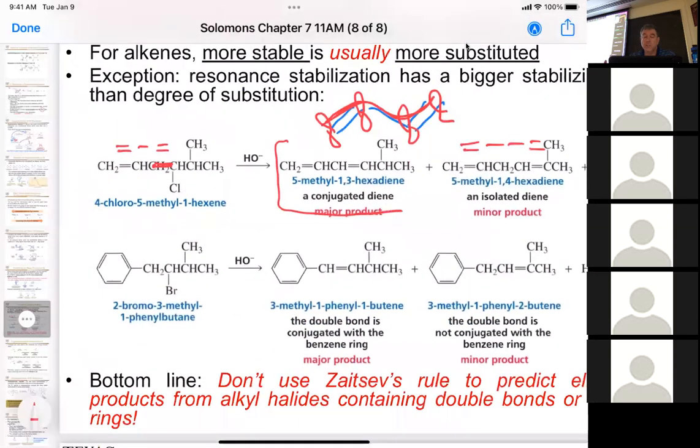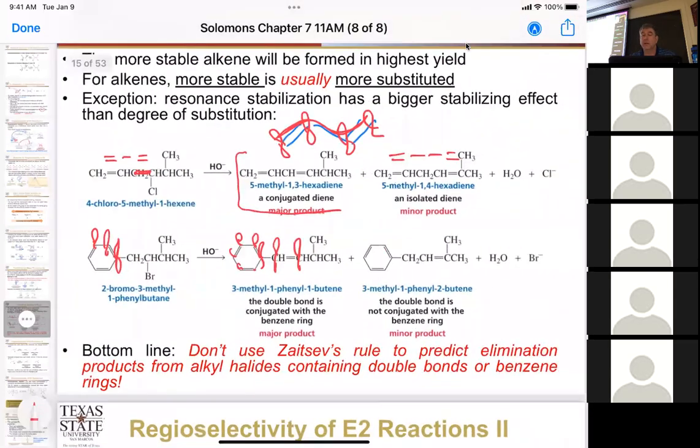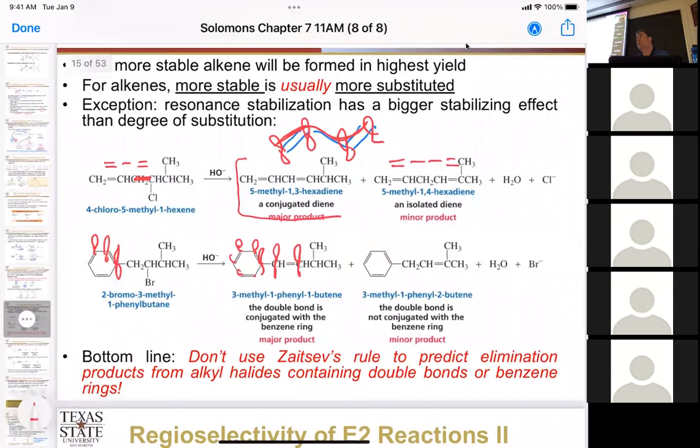So this also takes place in the case of benzene rings, because remember, we have those p orbitals here. And so the pi bond wants to be in conjugation with the p orbitals on the benzene ring as well. So double bonds or triple bonds or benzene rings will all break Zaitsev's rule. It's probably almost the only time you break Zaitsev's rule, when you have conjugation. Questions on that? So Zaitsev's rule says you form the more substituted one as your major product.